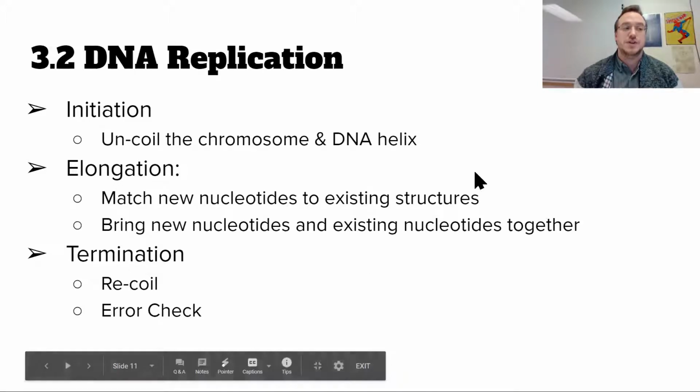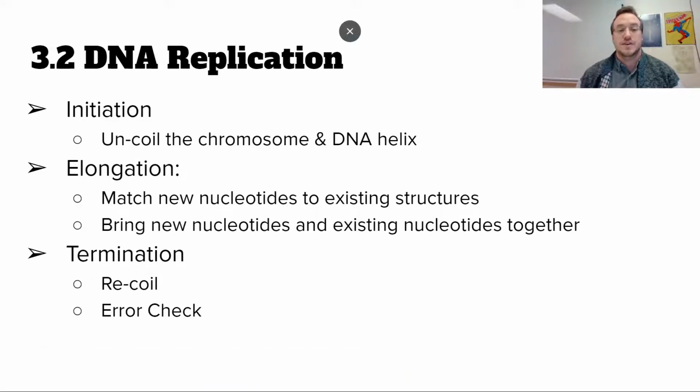All right, DNA replication has 3 parts. We have initiation, elongation, and termination. Right? This is the basic breakdown. It does get a little bit more complicated as with most things in science. So initiation is uncoiling the chromosome and the DNA helix and getting it ready for replication. Elongation matches new nucleotides to those existing structures, bringing the new nucleotides and existing nucleotides together and matching them up. Termination is recoiling that DNA helix and doing a little bit of error checking.